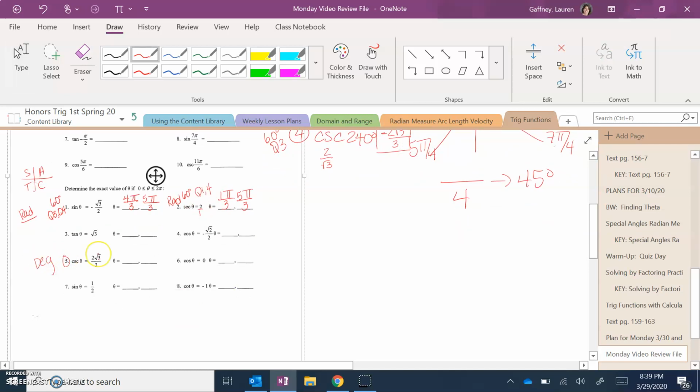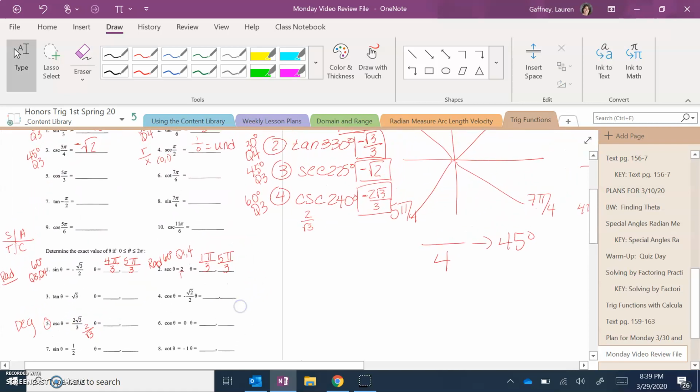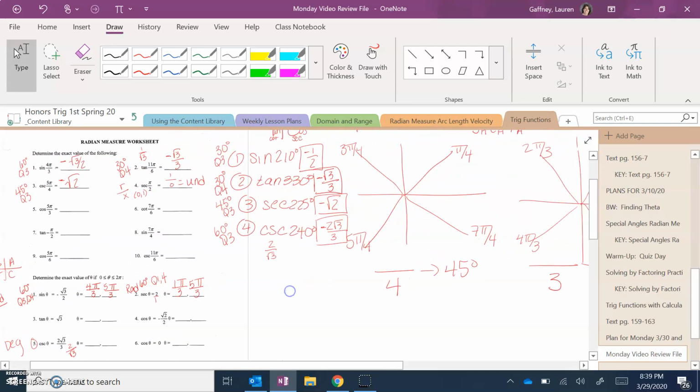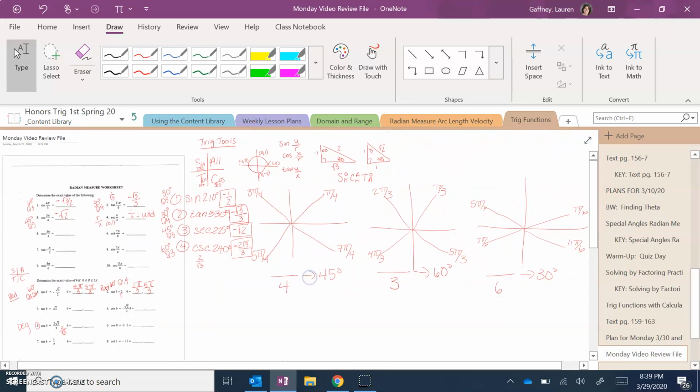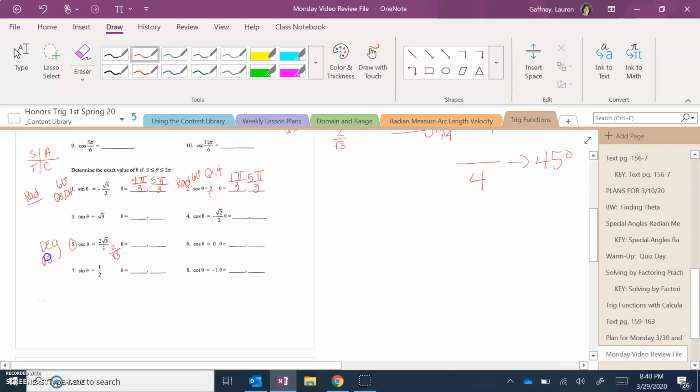Now, you have to think, before this was rationalized, it was 2 over root 3. Okay, so cosecant is the flip of sine. So 2 over root 3. Cosecant is the flip of sine, so opposite over hypotenuse. This would be hypotenuse over opposite. So 60. Why do I keep picking ones with a 60-degree reference angle?